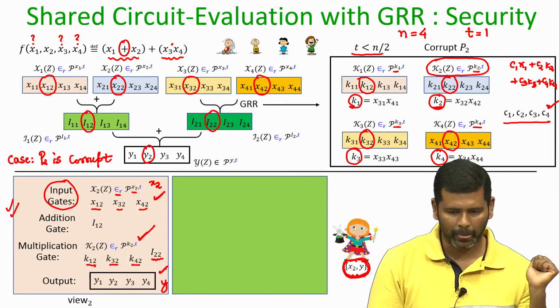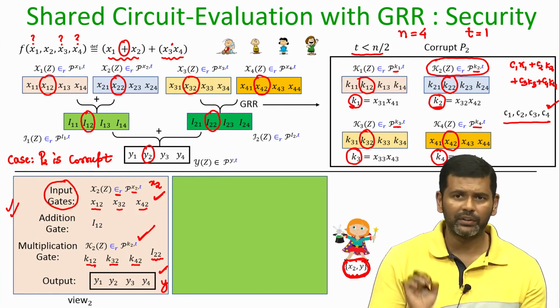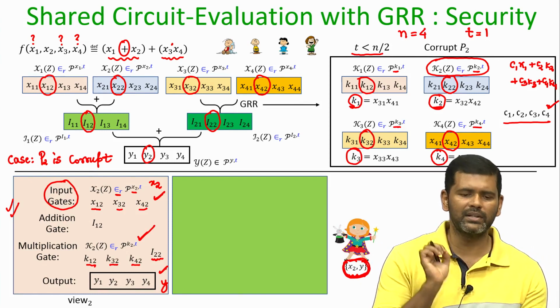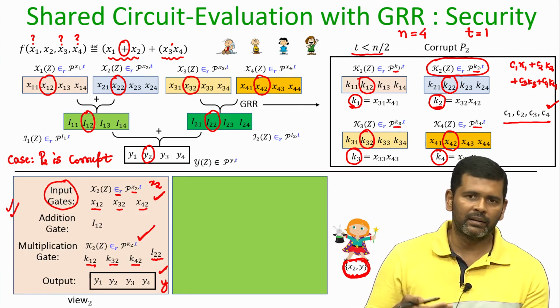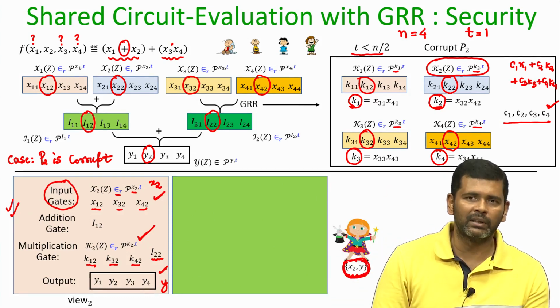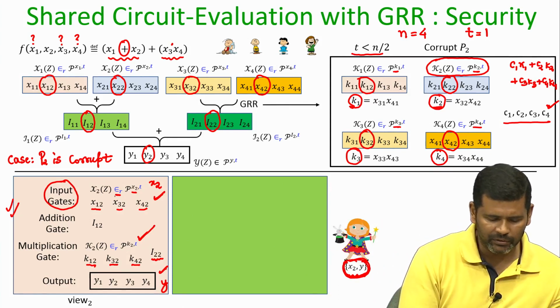which the corrupt party would have obtained by interacting with the honest parties in the execution of the MPC protocol. Okay. And before going into the simulation strategy, let us try to intuitively understand why exactly it is possible to simulate or recreate the view 2 without even the knowledge of the inputs of the honest parties. So, let me give you the intuition.